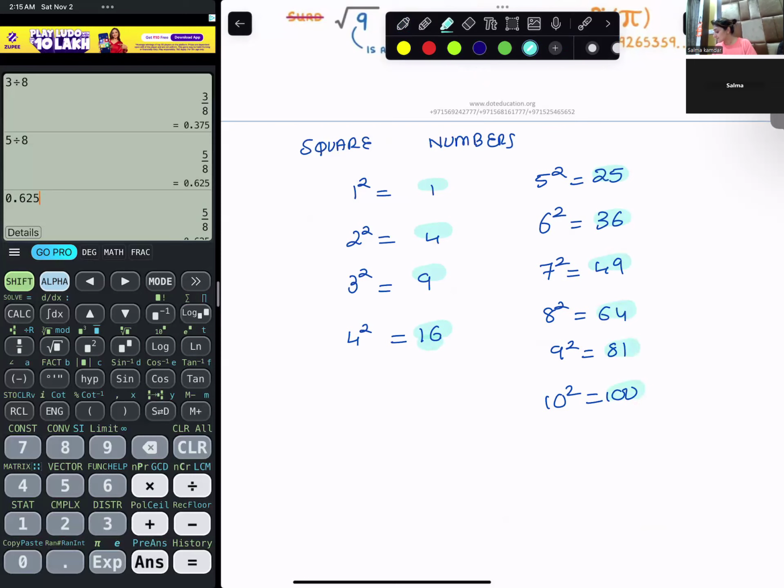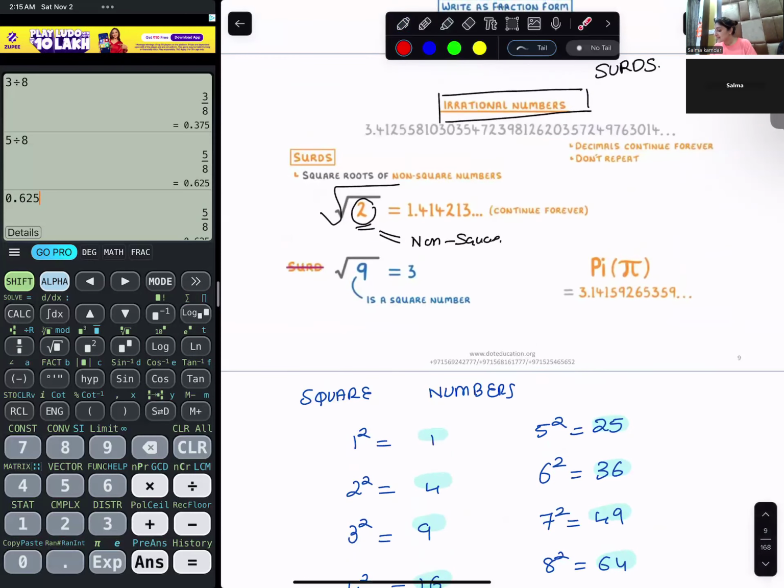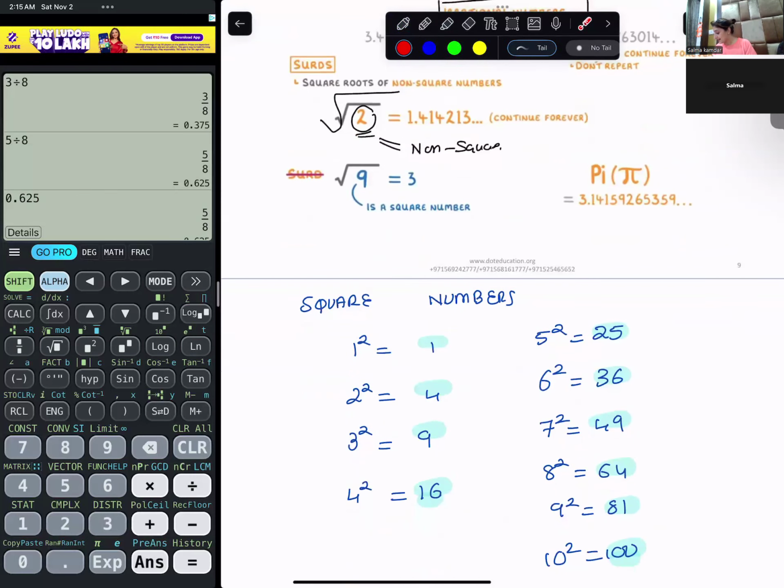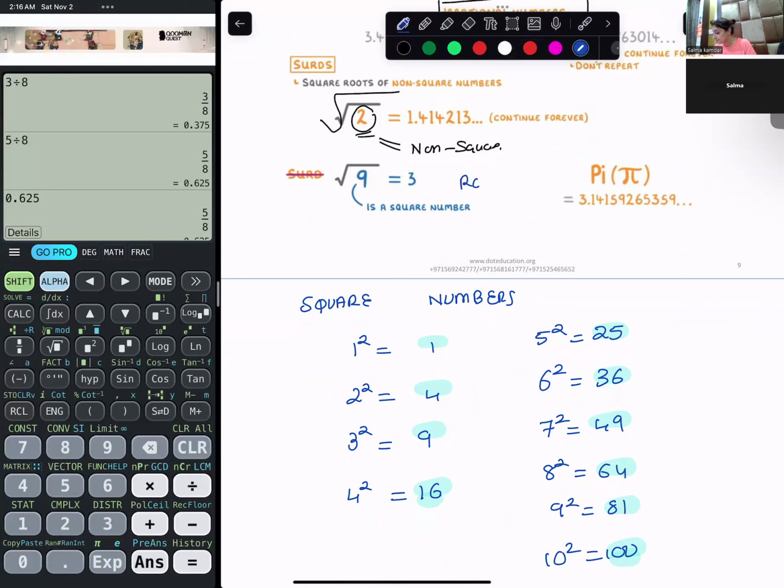So what is a surd? When I talk about surds, it is the square root of a non-square number. So anything that is over here, if the square root of that number is taken, like the square root of 9, 9 is a square number. So the square root of 9 is 3, and 3 becomes a rational number because it is an integer. So a surd is the square root of a non-square number.